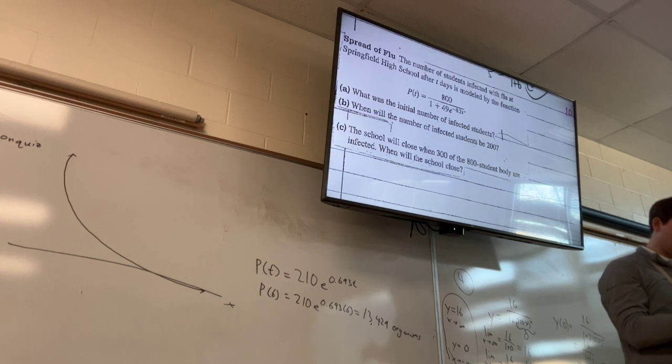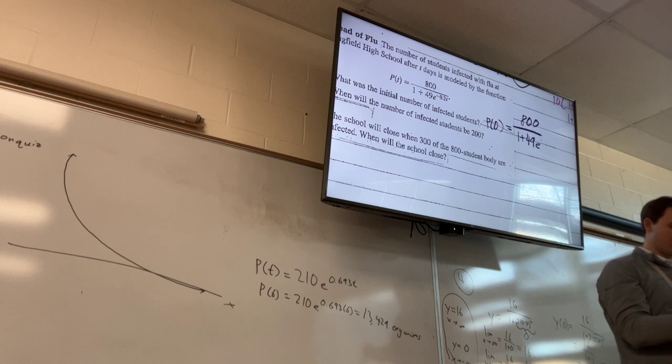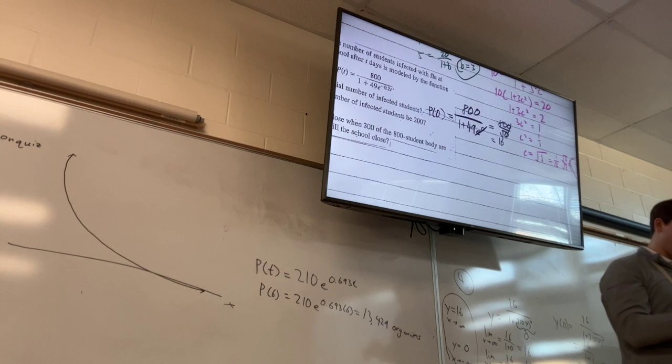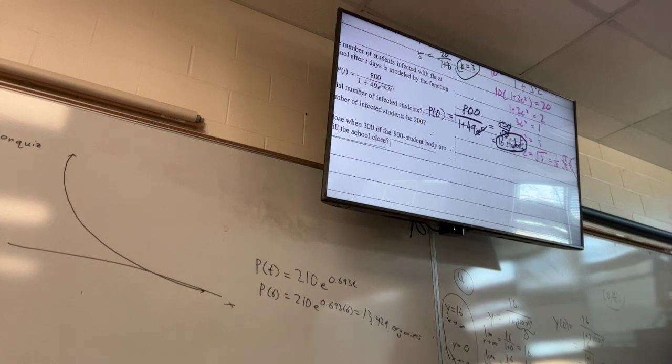So this is going to be P of 0 equals 800 over 1 plus 49 e to the 0, that becomes a 1. We get 800 over 50, which is equal to 16. 16 students, 16 patient zeros. The initial number of infected students was 16.